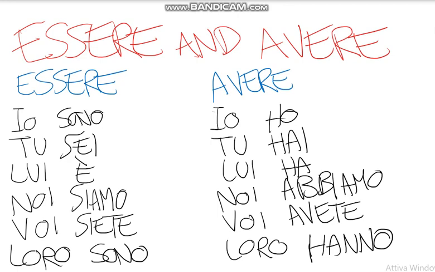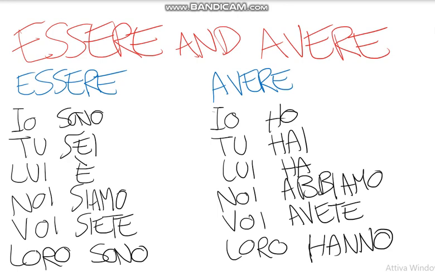Noi siamo, which means we are. Voi siete, which means you are, but plural. So, when I say voi siete, I'm referring to a group of people. So, voi siete, you plural are. Loro sono, which means they are.